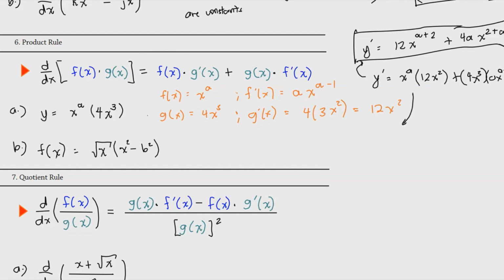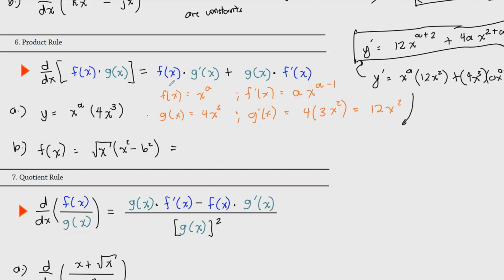So let's try letter B. So I will not be doing this again by enumerating all of this stuff, f of x, g of x, since these are just a review of your high school. So if I would take the derivative of this function, I'll be having this kind of f of x here, the square root of x, and then g of x being x squared minus b squared. Now b squared, of course, it will also take the constant assumption here, so whatever this is, it acts like a constant. So now let's try differentiating.